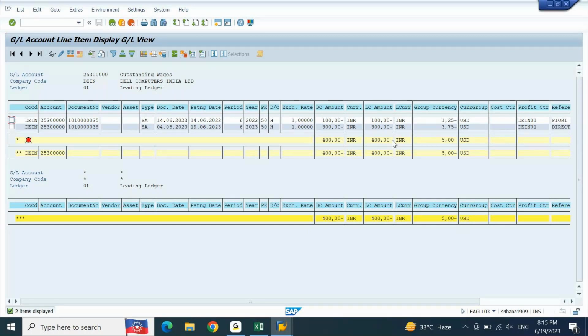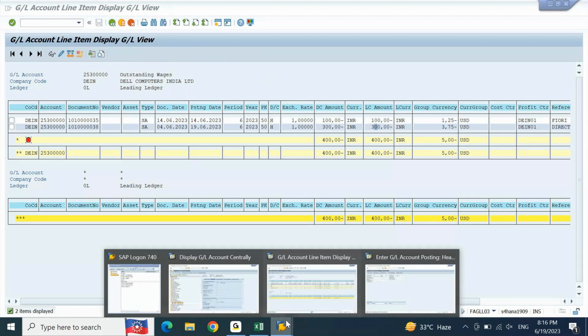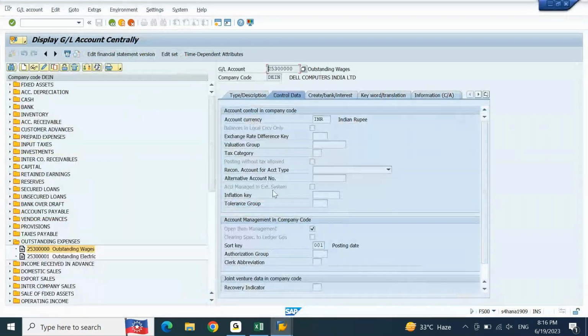Now when I talk about clearing entry, what I am going to do right now: currently the account has 400 balance. Out of 400, I am going to clear this 300. Now when you're talking about the clearing entry, you're talking about a GL account which is managed on open item basis. This is the GL account 253 all zeros. Let me open this GL master. If I open this GL master 253 all zeros, is this open item managed or not?